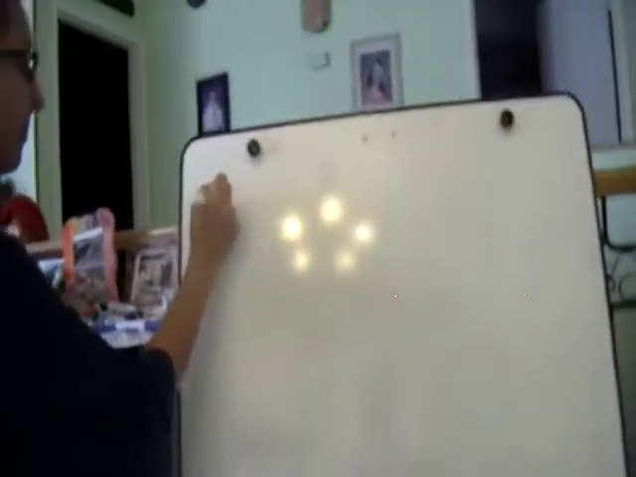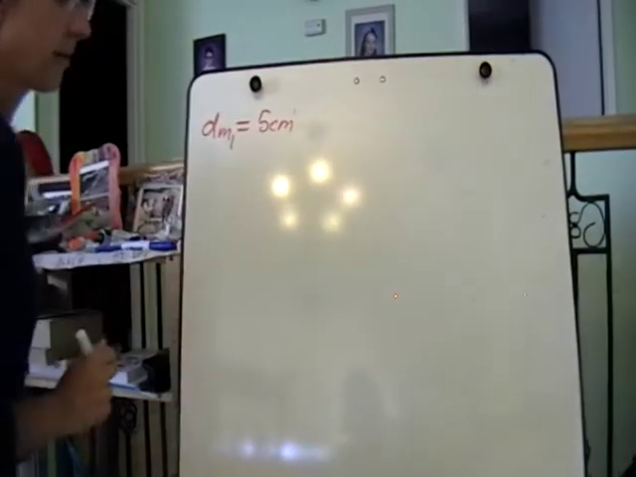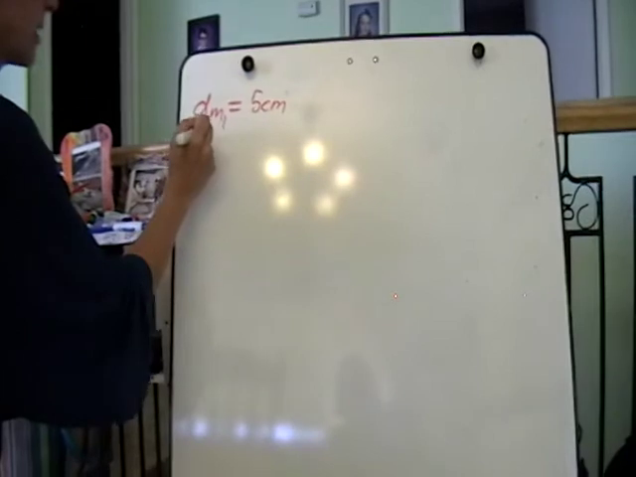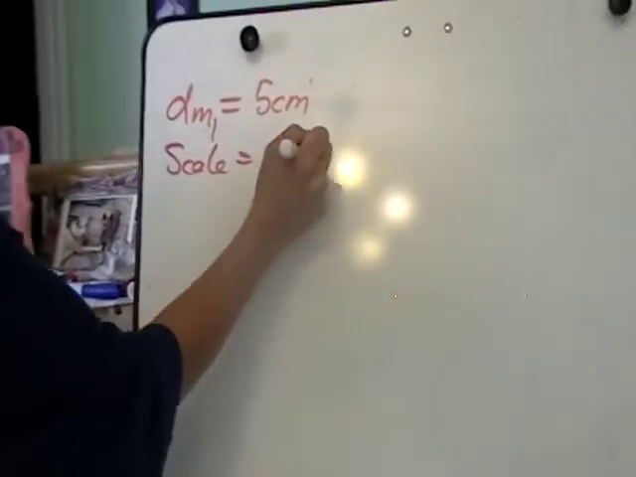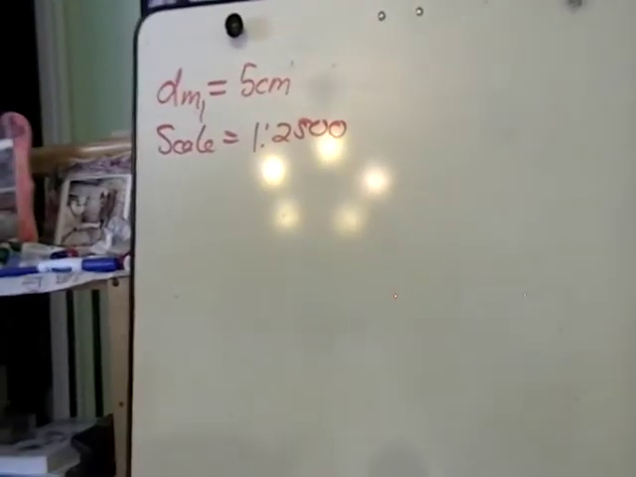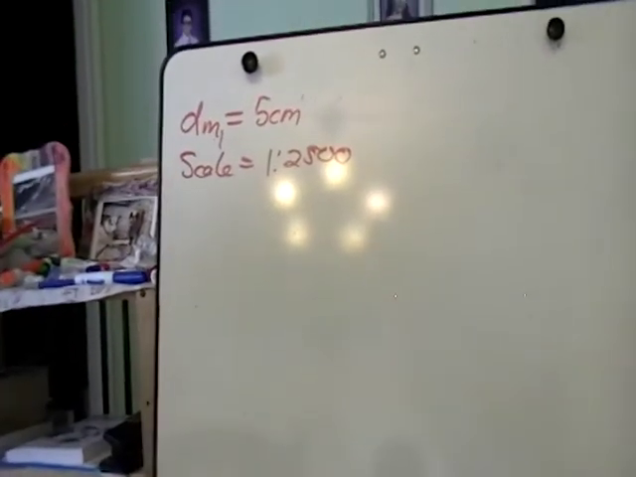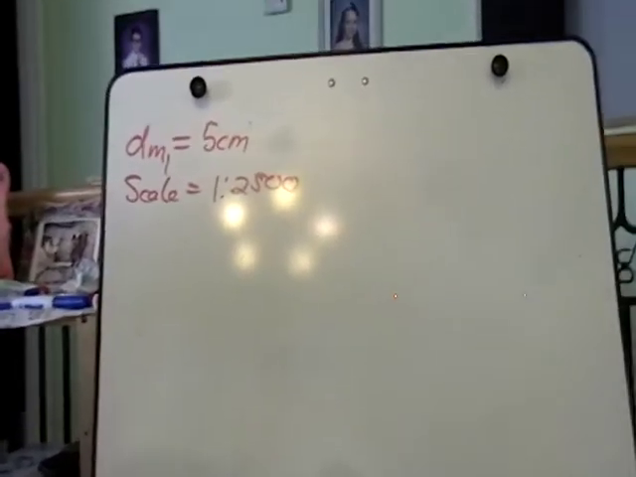Okay, DM equals 5 centimeters, and this is DM1, because this is the one that we know. The scale of this map is 1 to 2,500, which you can read on the bottom there. So now what we don't know is the ground distance, because we have to calculate it.